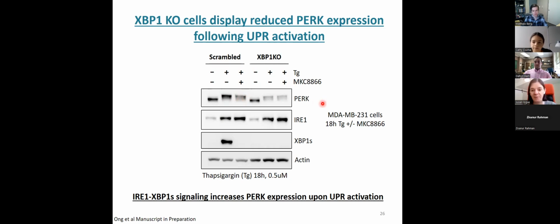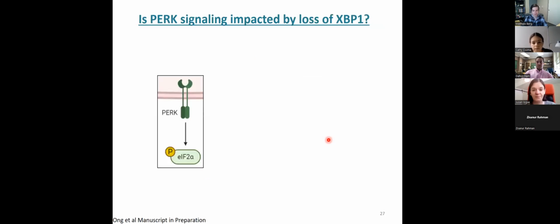When we look at our XBP1 knockout cells, you can see these cells have no XBP1S, they still have IRE1. And when we look at PERK, we see this upshift in PERK following thapsigargin treatment, but the level of PERK protein expression is much, much less than what you see in the scrambled controls. And when we add MKC in combination with thapsigargin, we don't change this in any way. So these results really indicate that IRE1 XBP1S signaling helps to sustain PERK expression during long-term UPR activation.